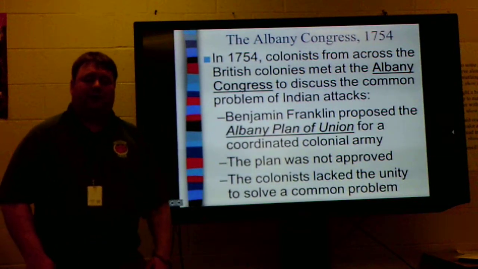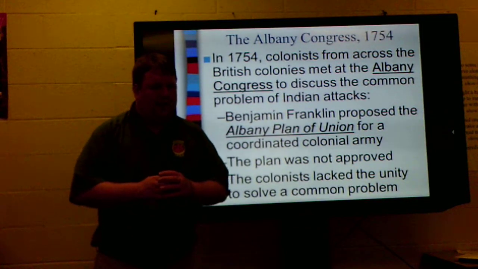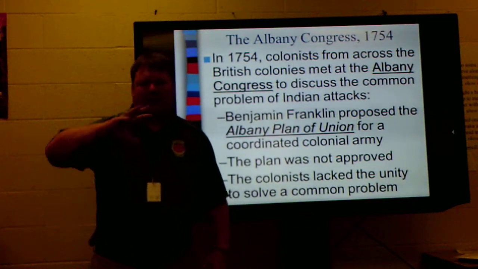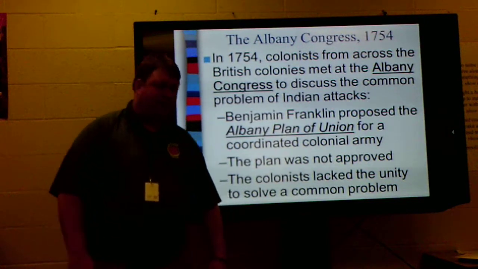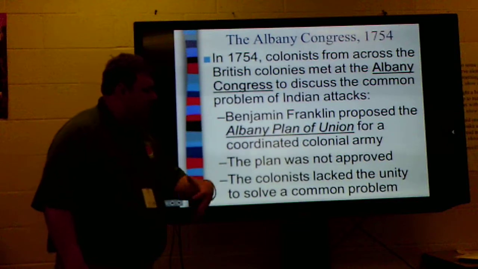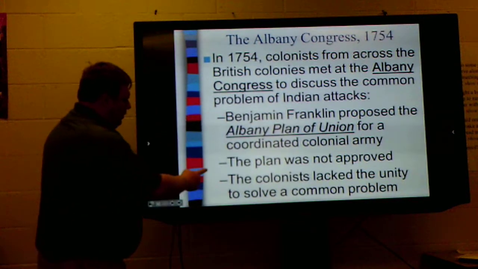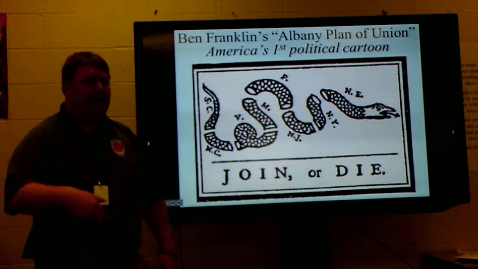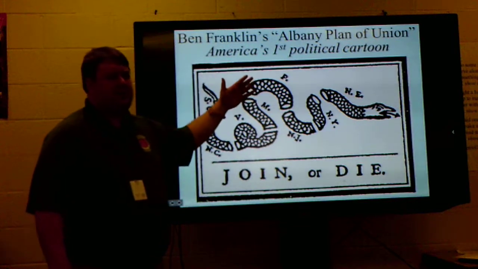But what you've got to understand is, even though there were 13 American colonies, they didn't feel very American at all. People from Georgia did not too much care what happened in New York or Massachusetts, and vice versa. So there was just no unity about this, so the plan was not approved. They lacked the proper unity. And during that time, Benjamin Franklin came up with America's first political cartoon.